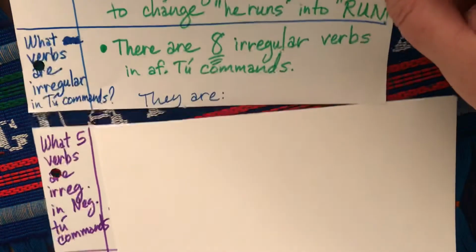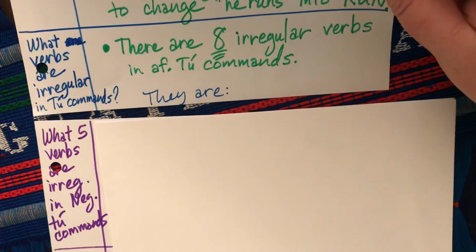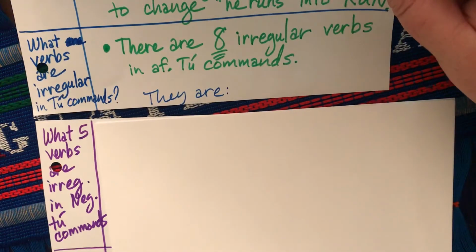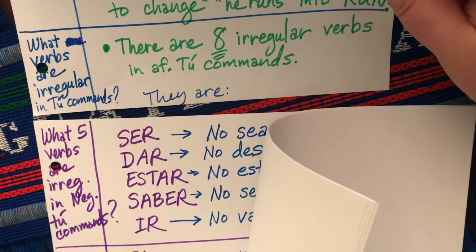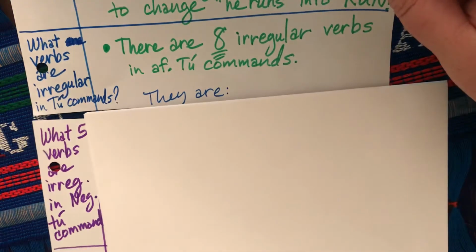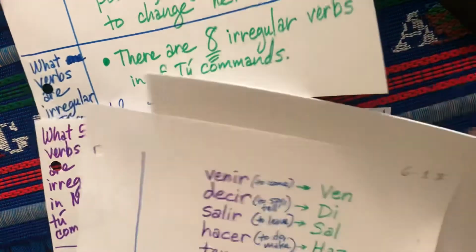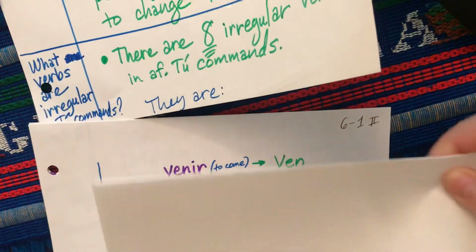All right, so here they are. What 5 verbs are irregular? Oh, am I skipping one? There are 8 irregular verbs. Oh, wait, this is the negative ones. Hold on, I got the wrong page. There we go. All right, negative verbs will be our last notes tomorrow or whenever you choose to do them.